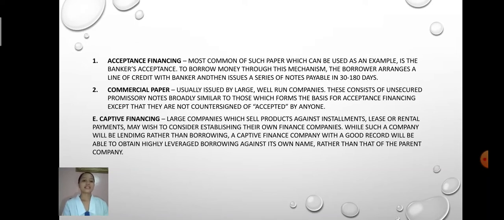E. Captive financing. Large companies which sell products against installments, lease, or rental payments may wish to consider establishing their own finance companies. While such a company will be lending rather than borrowing, a captive finance company with a good record will be able to obtain highly leveraged borrowing against its own name rather than that of the parent company.